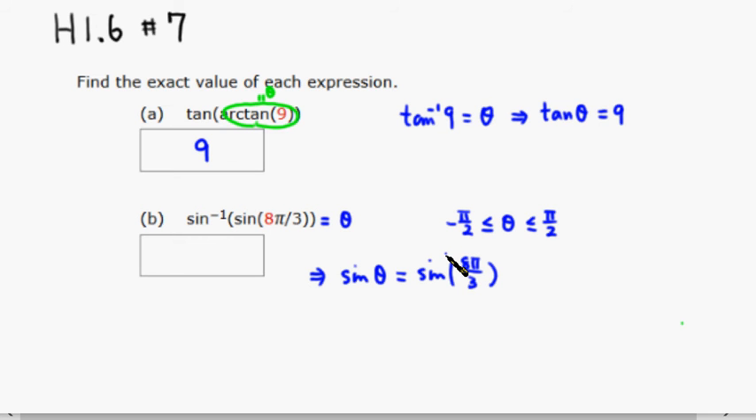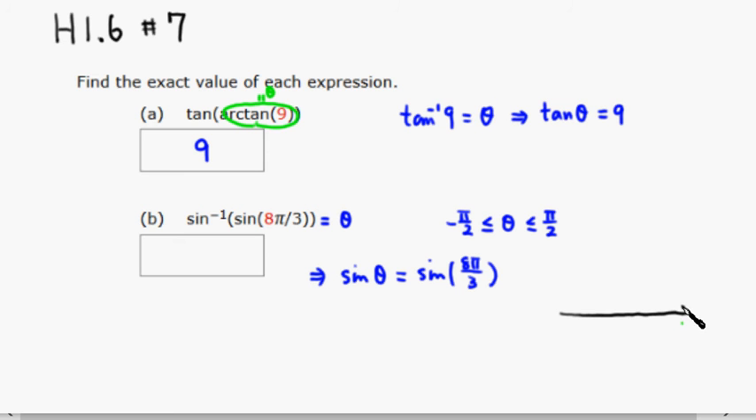It's very tempting to say, oh, theta must be 8 pi over 3. The problem is 8 pi over 3 is not between negative pi over 2 and positive pi over 2. So we have to find the angle between negative pi over 2 and positive pi over 2 which makes the sine the same value as sine of 8 pi over 3.